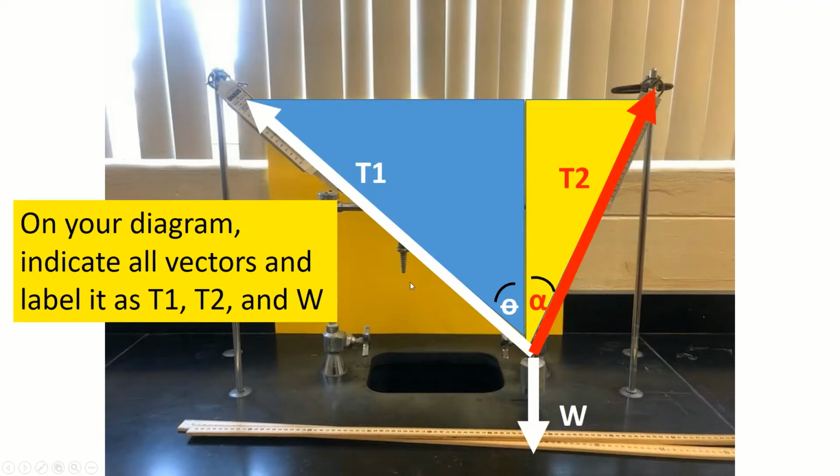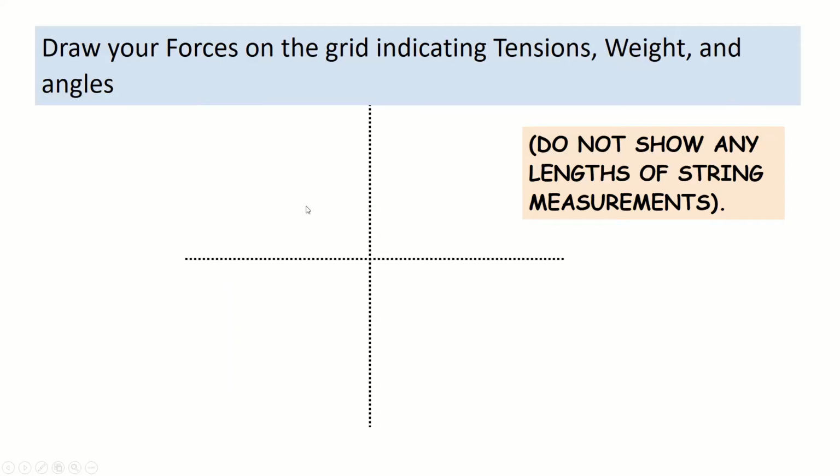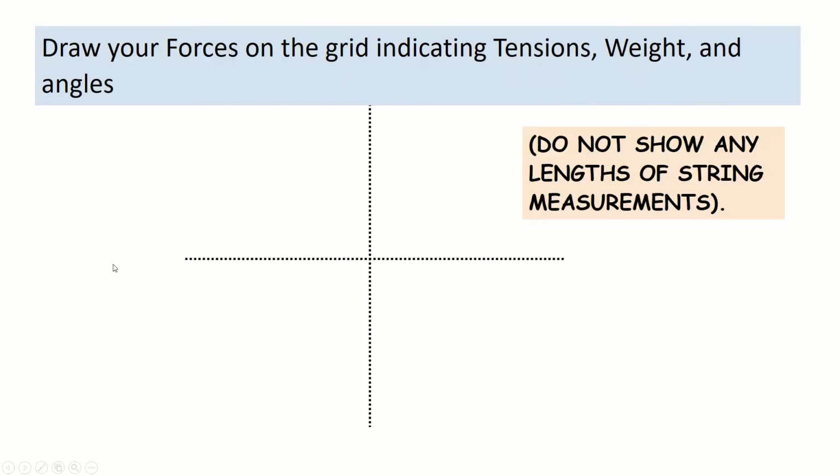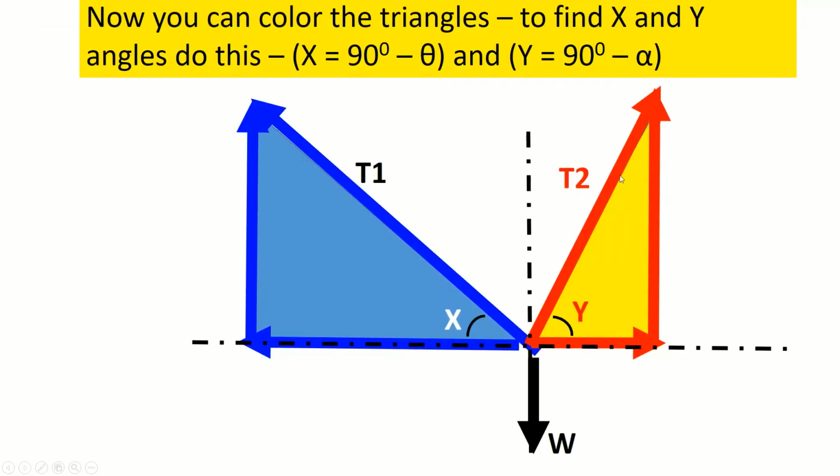Now your diagram, your picture, became a vector diagram. So the tensions 1 and 2 are being replaced by those vectors, and the weight force by the vector W. Now you're going to draw all your forces on this grid, indicating all the tensions, the weight, and the angles. So that's how your grid should look.